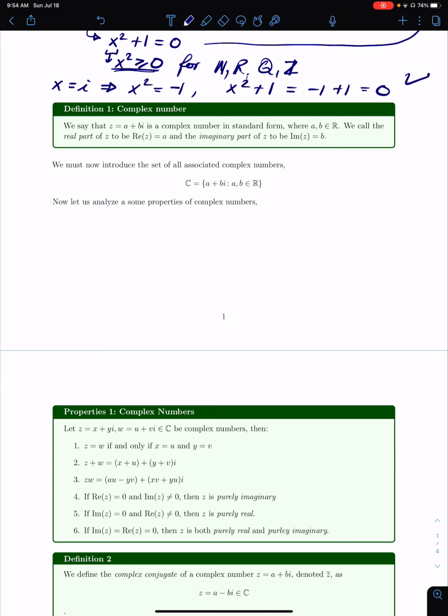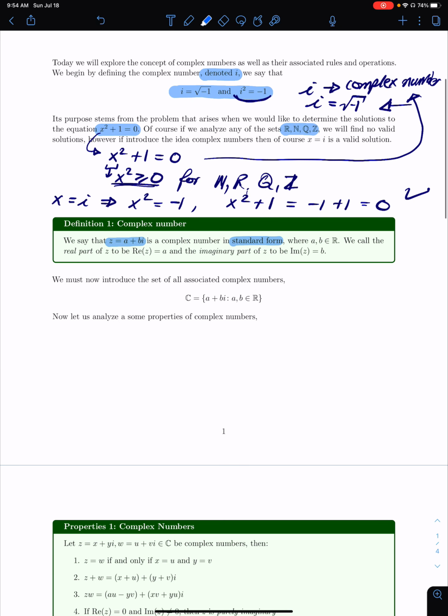So, definition. We say that z equals a plus bi is a complex number in standard form, where a and b are real numbers. And we know i is, of course, the square root of -1. Okay?